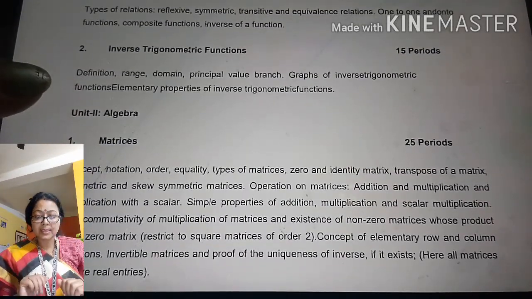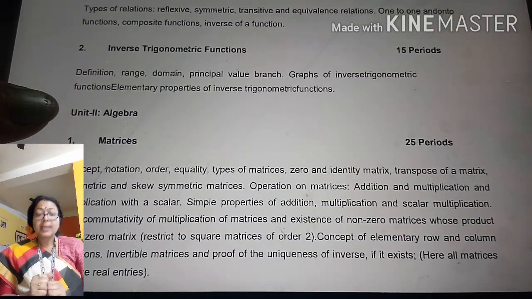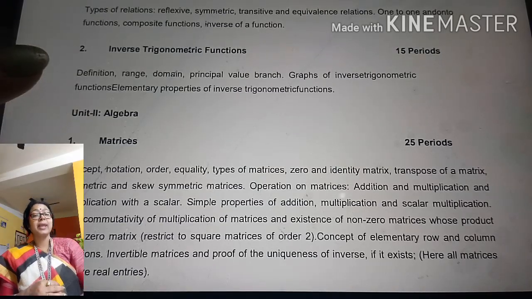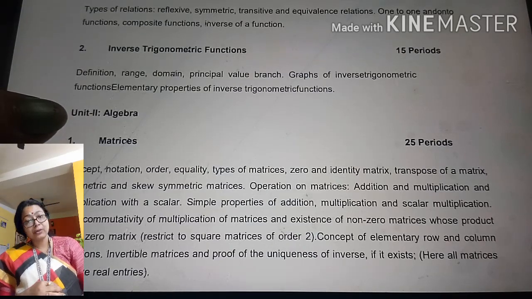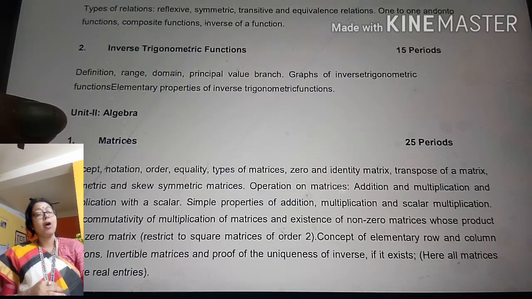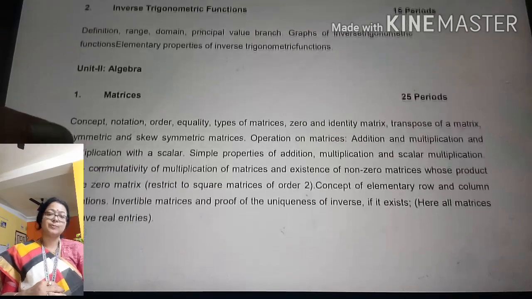Next chapter is inverse trigonometric functions. Here you have to learn the definitions, range, domain, then principal value branch, principal and general values, elementary properties of inverse trigonometric functions you have to learn.